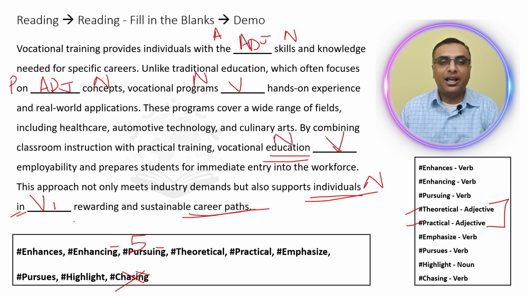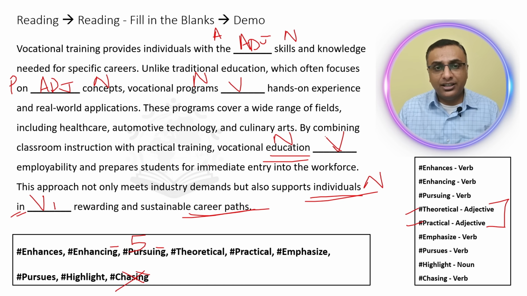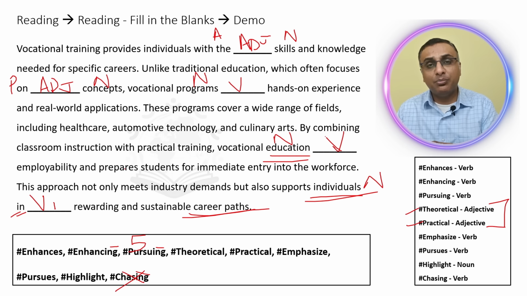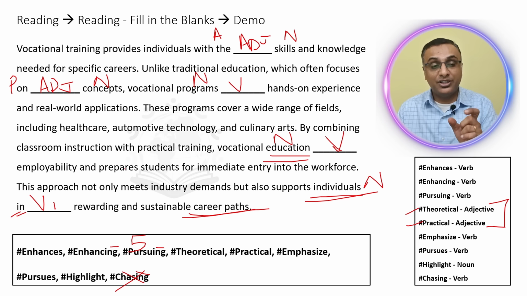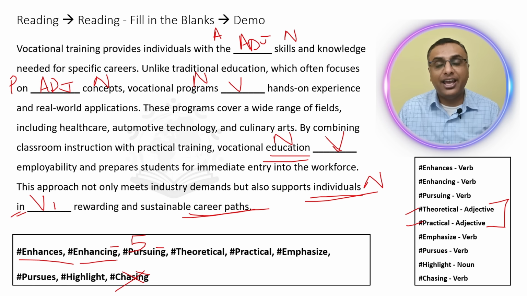Moving ahead to the fourth blank, we have already identified a verb should come. Now, as per context, what should be the exact word? Let's look into it. With practical training, vocational education dash employability and prepare students for immediate blah, blah, blah. So, it is improving something. What is the synonym for improve? It is nothing but enhance. The word which could be used over here from the options is enhance or enhancing.